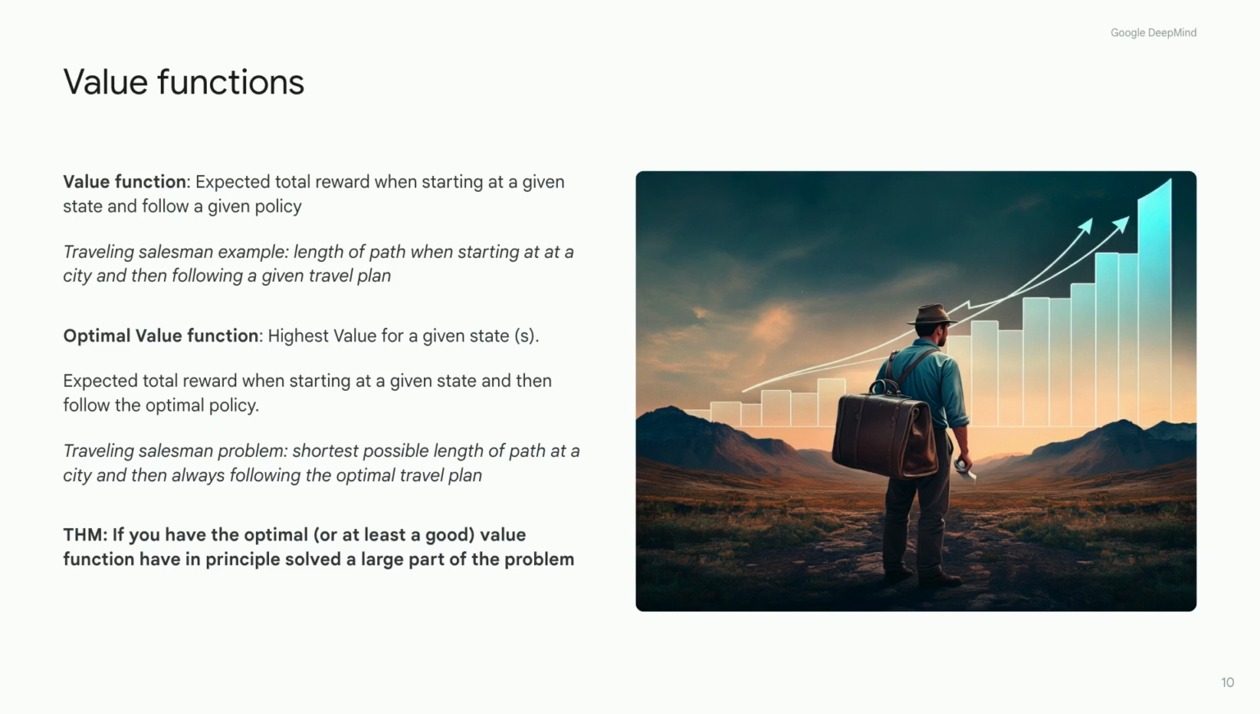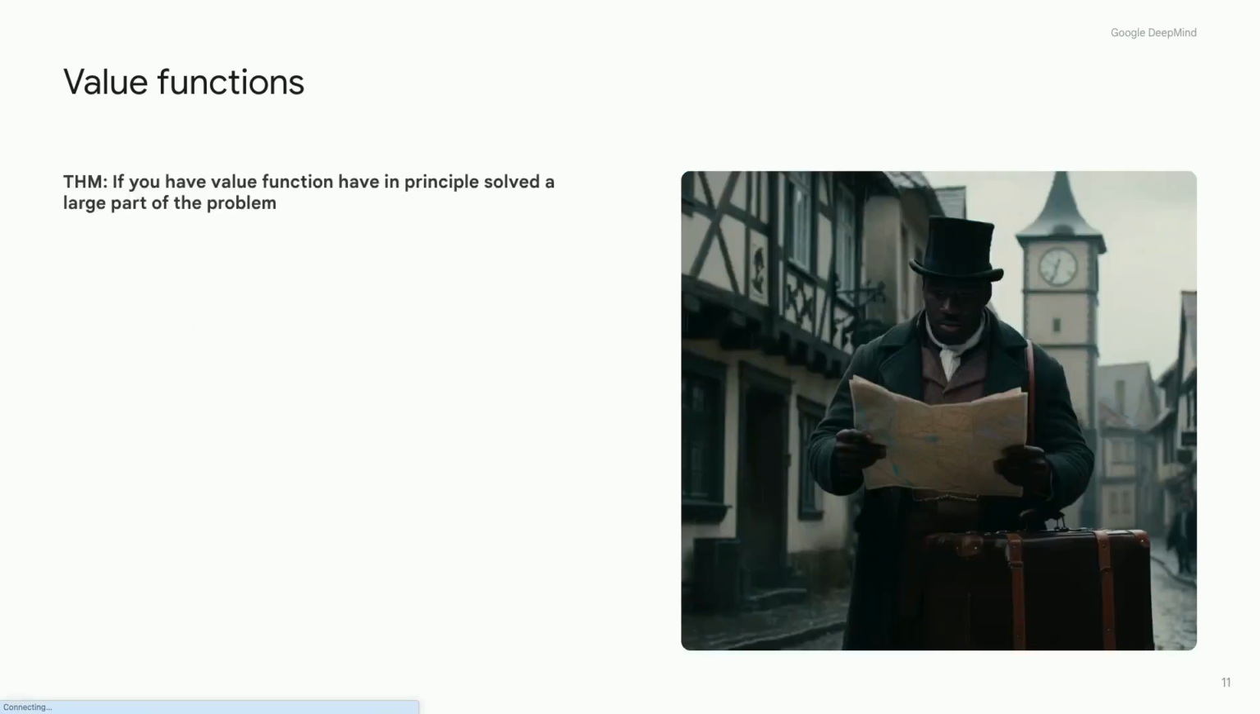If you have this value function, you have actually solved a large part of the optimal control problem. Because what you can do then is just locally hill climb or hill descend in the steepest way, right? This is what your optimal controller needs to do. And this is a very, very important quantity that shows up everywhere.